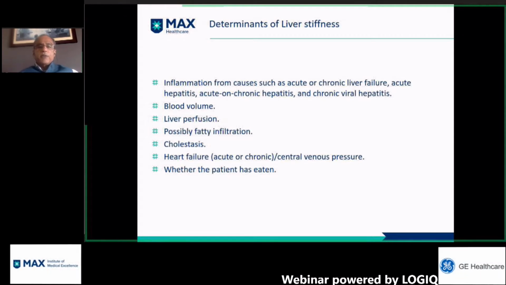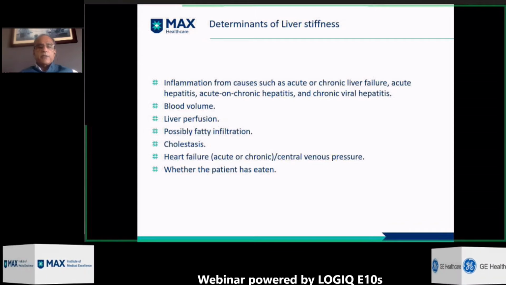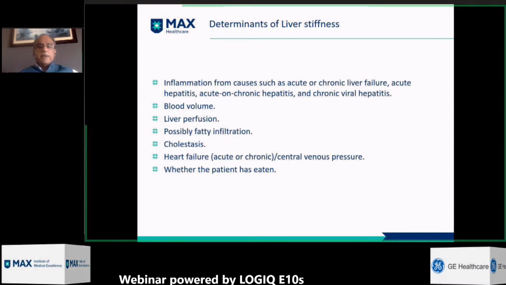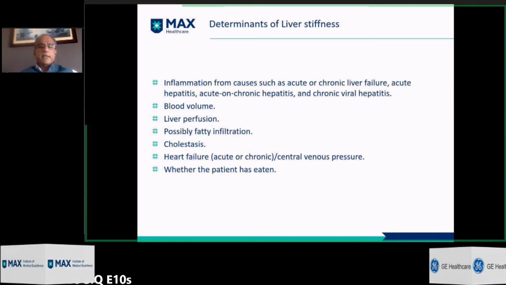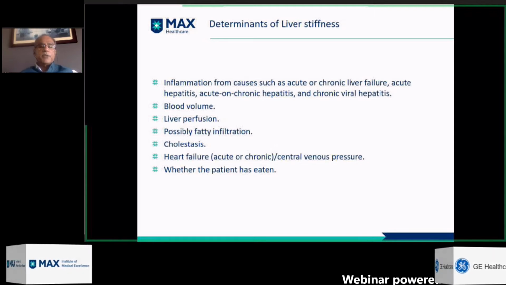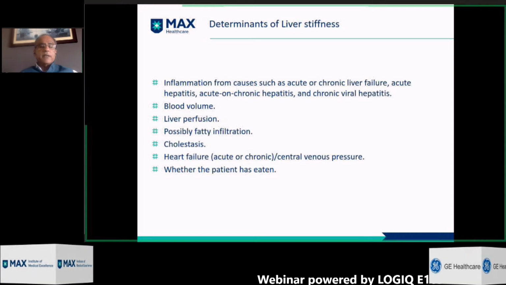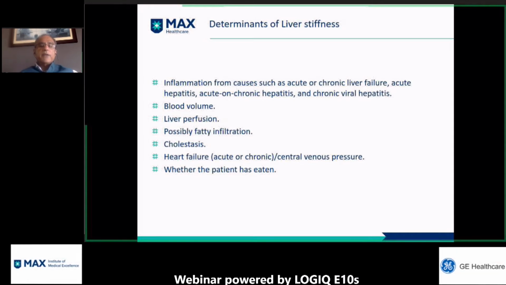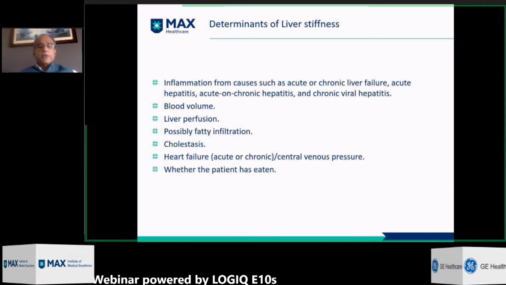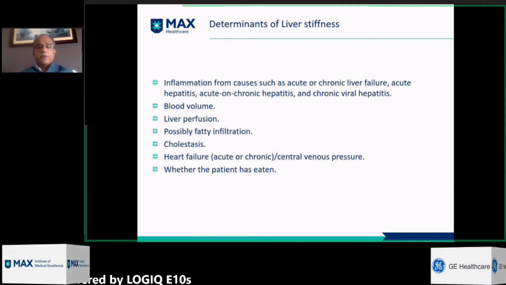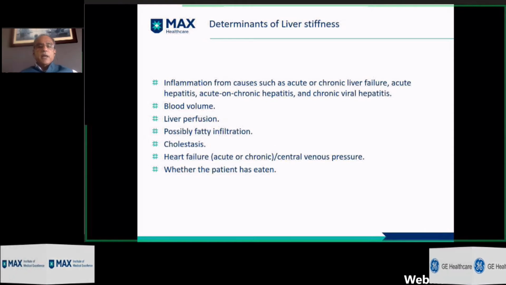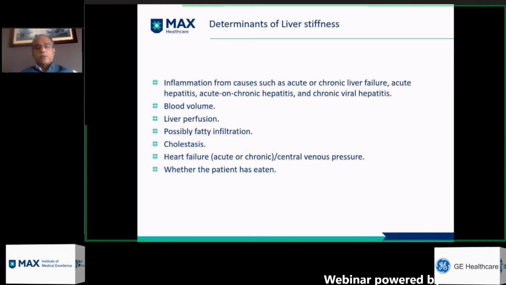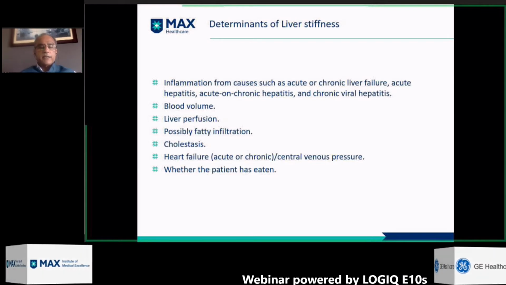The blood volume and liver perfusion, which Dr. Nidhi already alluded to, the amount of fatty infiltration, and cholestasis. This is something we very commonly see as an artifact because many of our inpatients have, say, sepsis-associated cholestasis or TPN-associated cholestasis, and we are trying to assess if they have cirrhosis or not. Cholestasis can actually give us false readings, so one has to be aware of that. Similarly with heart failure, where the patient may have a high central venous pressure, or the patient has just eaten. I think Dr. Nidhi has already alluded to that in great detail.